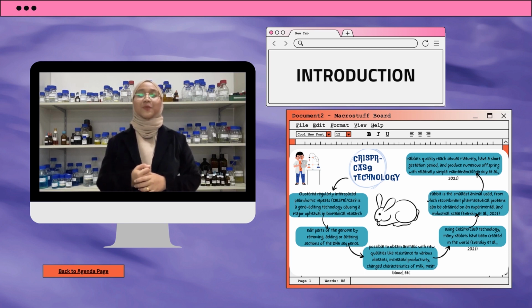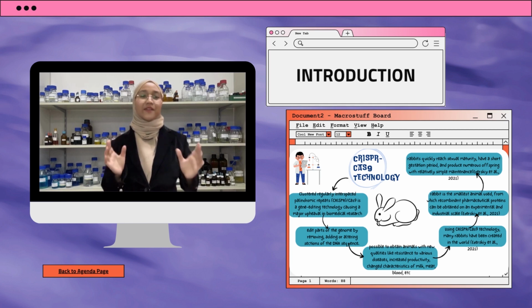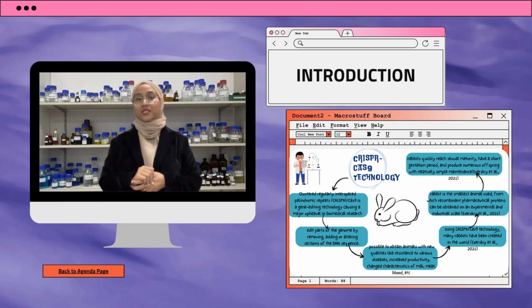By using CRISPR-Cas9 technology, many rabbits have been created in the world. This is because the rabbit is the smallest animal used both in laboratory practice and in animal breeding, from which recombinant pharmaceutical proteins can be obtained on an experimental and industrial scale. Rabbits also quickly reach sexual maturity, have a short gestation period, and can produce numerous offspring.